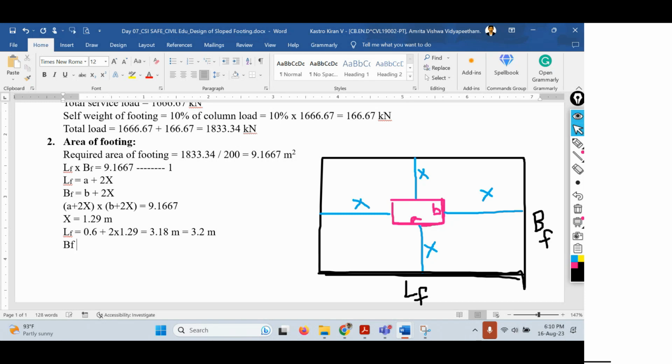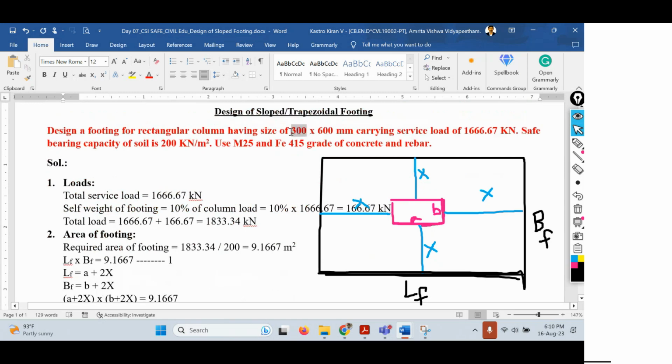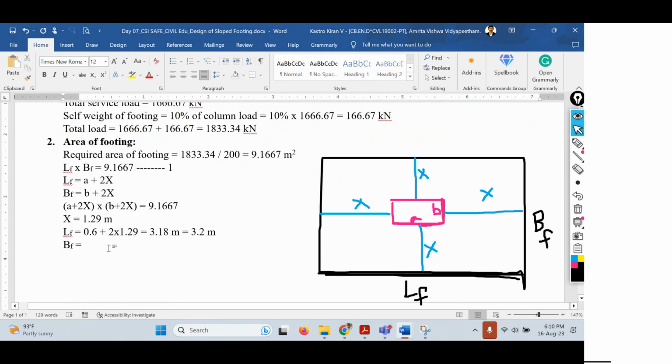The next value is BF, the width of the footing. The width formula is b plus 2x. What is b? The smaller dimension of the column, 300 mm. So b is 0.3 plus 2 times x, with x being 1.29 meters. That equals 2.88 meters, so I'm rounding it off to 2.9. That's how we get the length and width of the footing.